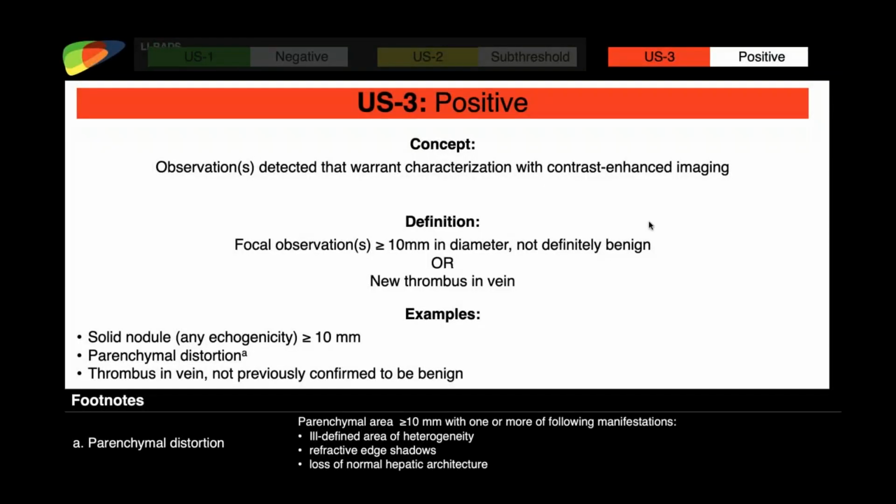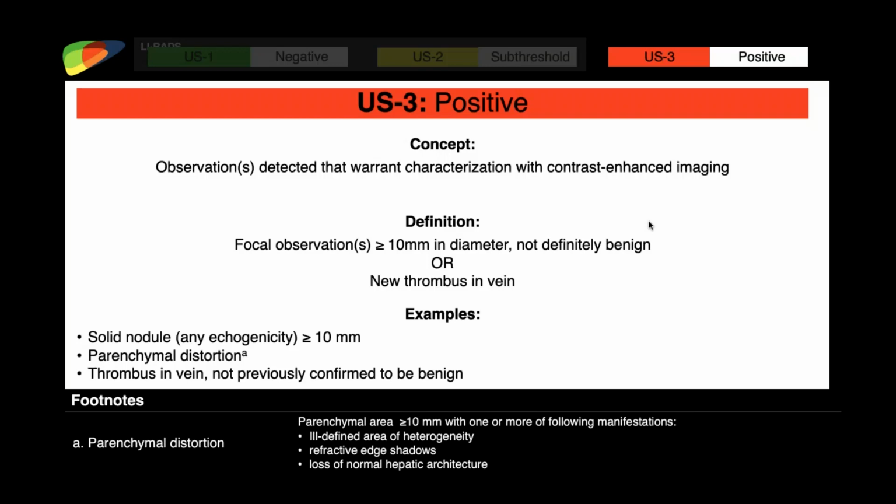Ultrasound 3 positive is where you have an observation that warrants further characterization with a contrast-enhanced exam. So things that meet this criteria include focal observations measuring greater than or equal to 10 millimeters in diameter that's not definitely benign, or a new thrombus in a vein, whether or not you think it's bland thrombus or tumor in vein.